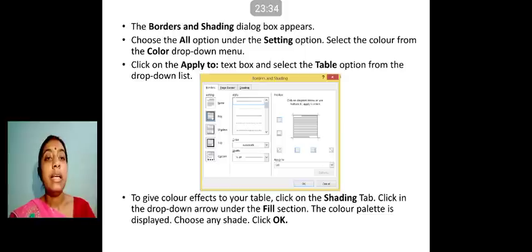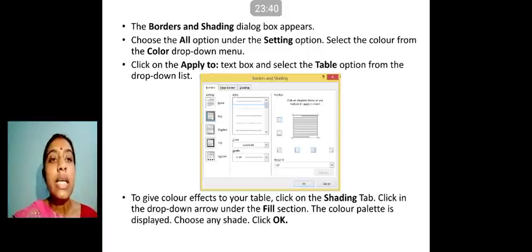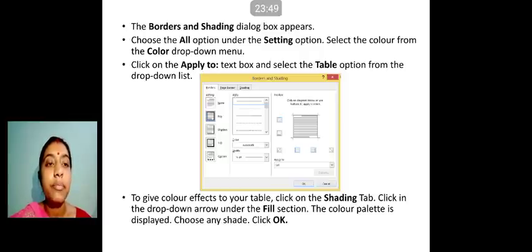After doing that, the Border and Shading dialog box appears. It will appear like this. This kind of dialog box will appear on the screen. Now here you can see, choose all options under the Setting option. Settings you can see on the left side.